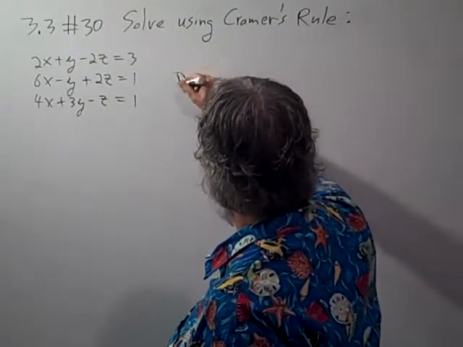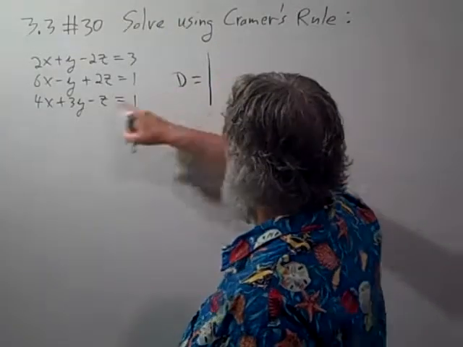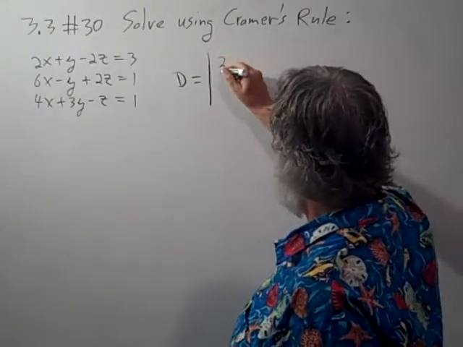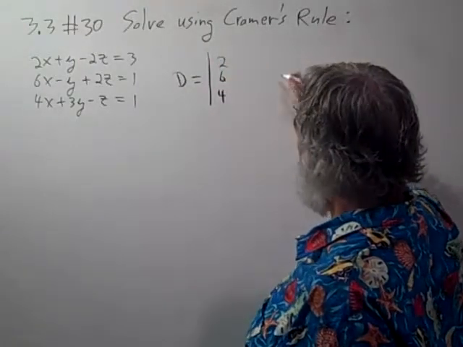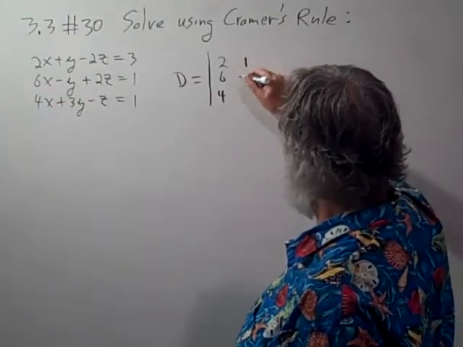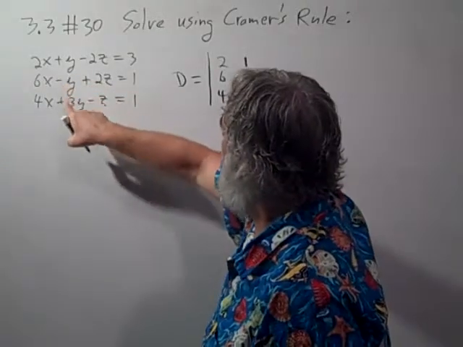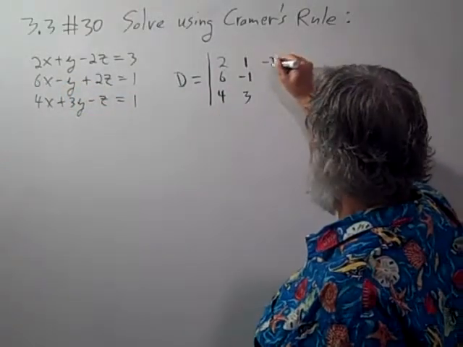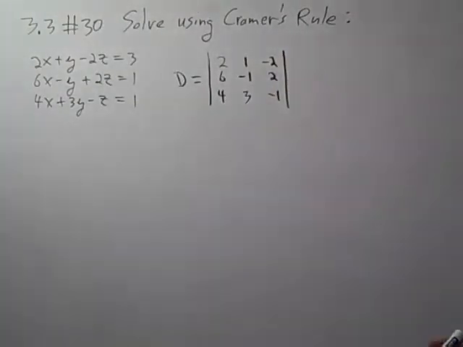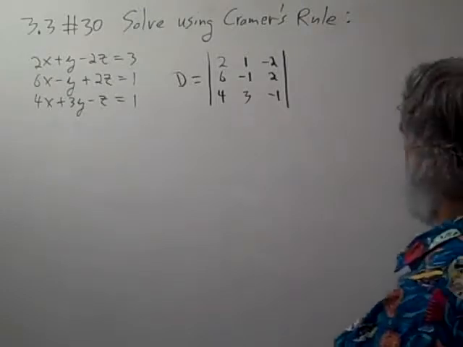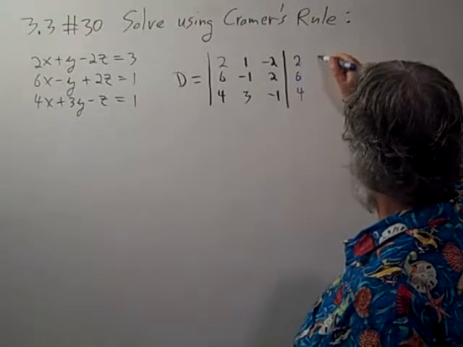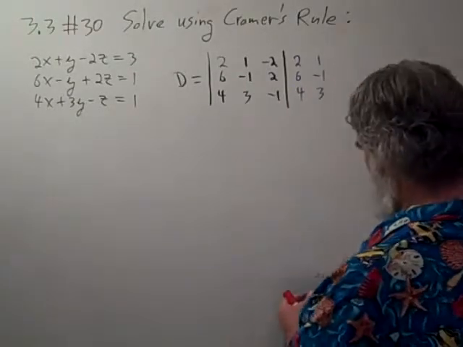So first we have to find the determinant D, which is extracting all the coefficients from the left side of the linear system here. So 2, 6, 4 is the x column, coefficients of x. The coefficients of y in the y column here are 1, -1, and 3. And then for z we have -2, 2, and -1. Now for Cramer's rule, you start by copying these first two columns over here. That makes it easier anyway.